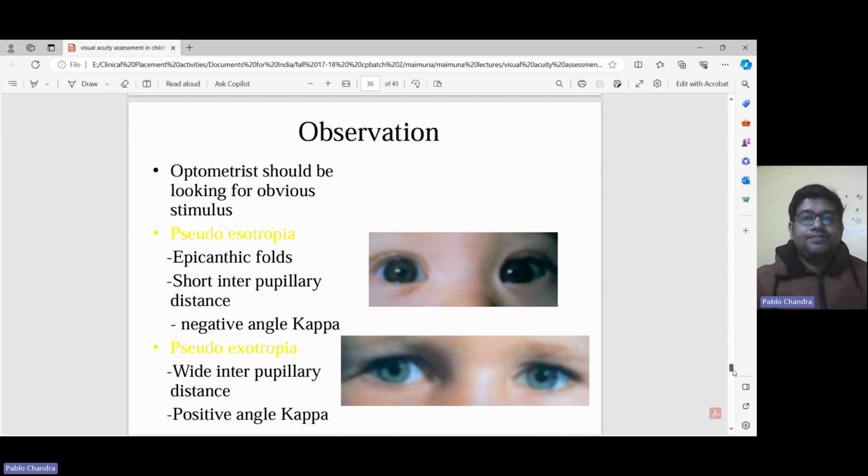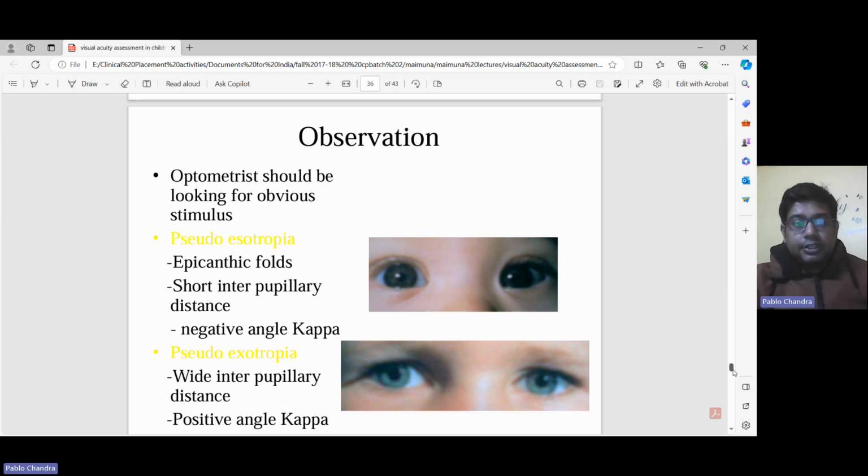So in observation, the optometrist should be looking for obvious signs, whether there is a pseudo squint, whether there is a pseudo esotropia or pseudo exotropia. It is very important, because in most cases we think that there is a squint, but actually there is no squint. So we need to find out whether there is really a squint or not. The observation is very important.